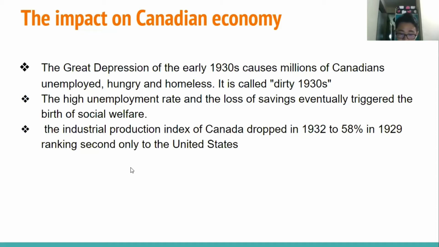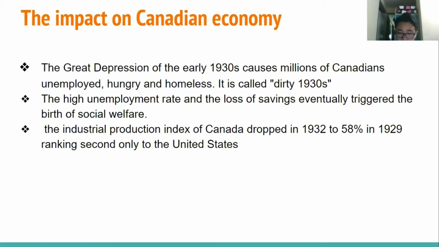This was due to Canada's heavy dependence on the export of raw materials and agricultural products, as well as the severe drought problem in the three provinces, also known as the Dust Bowl events. The high unemployment rate and the loss of savings eventually triggered the birth of social welfare, various populist political movements, and the Canadian government played a more active role in the economy.